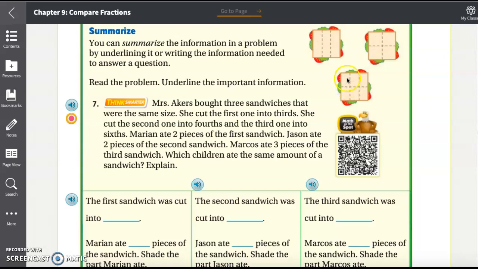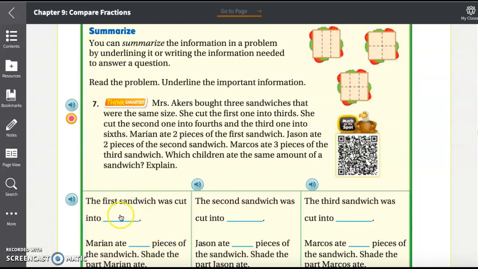Marian ate 2 pieces of the first sandwich. So she ate this piece and this piece. Jason ate 2 pieces of the second sandwich. So he ate this one and this one. And Marcos ate 3 pieces of the third sandwich. So he ate this one, and this one. Now, which children ate the same amount of a sandwich, and explain?